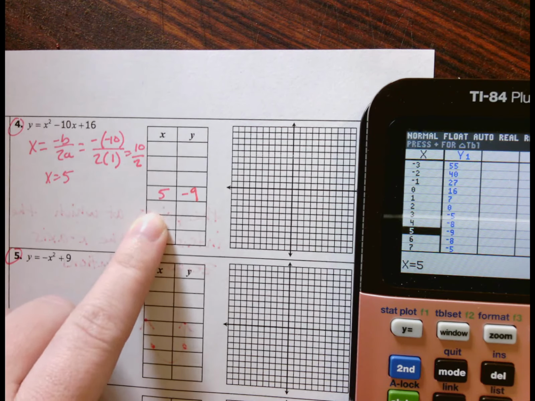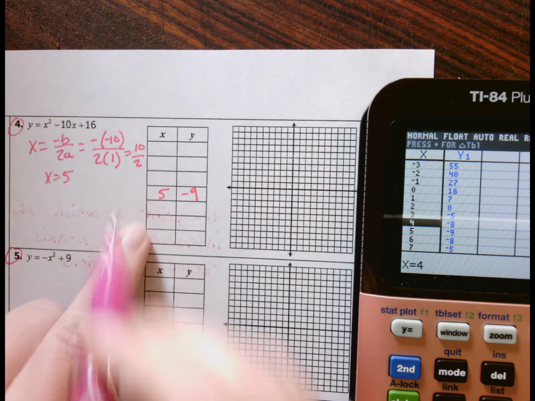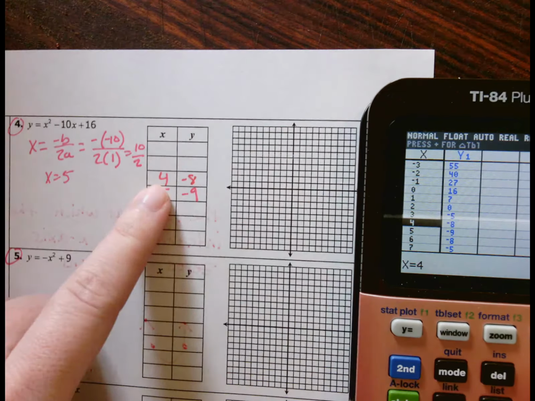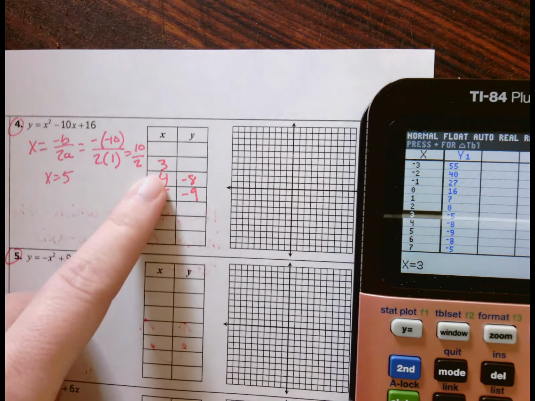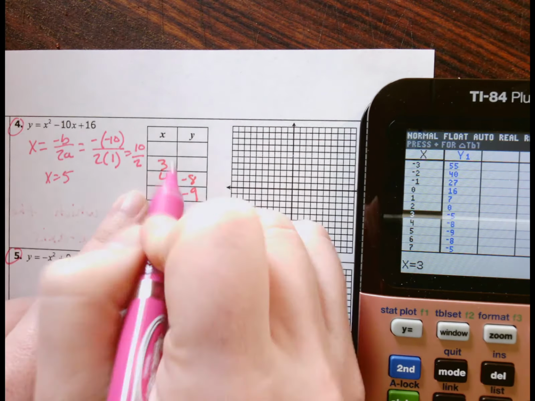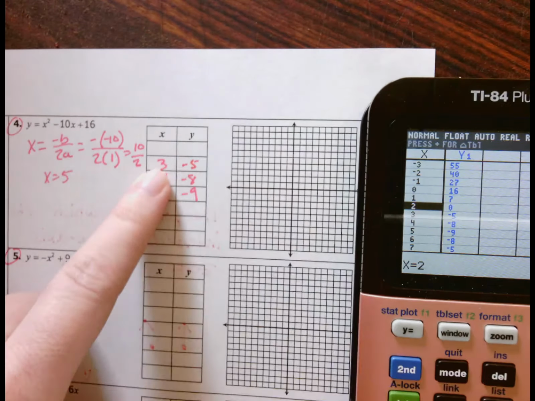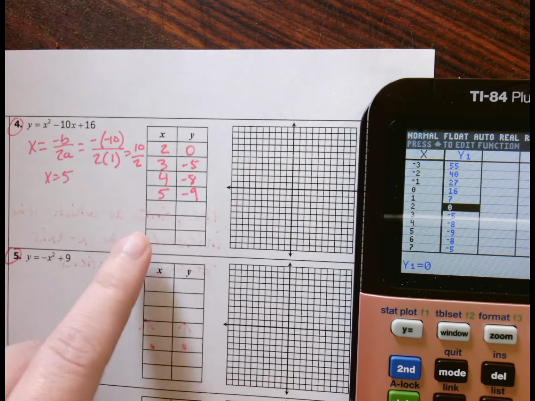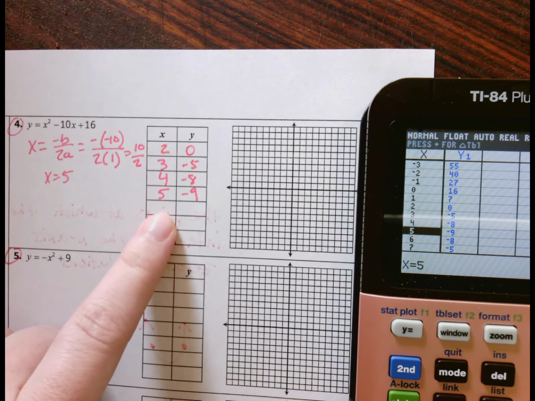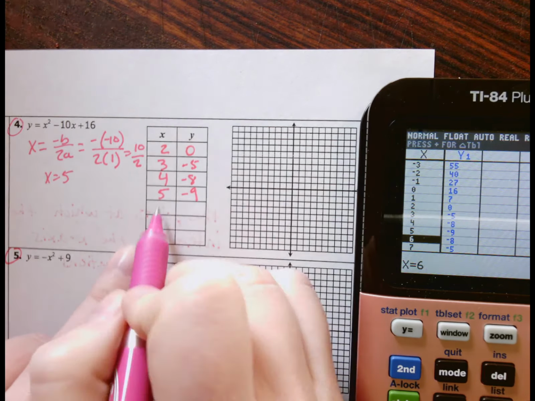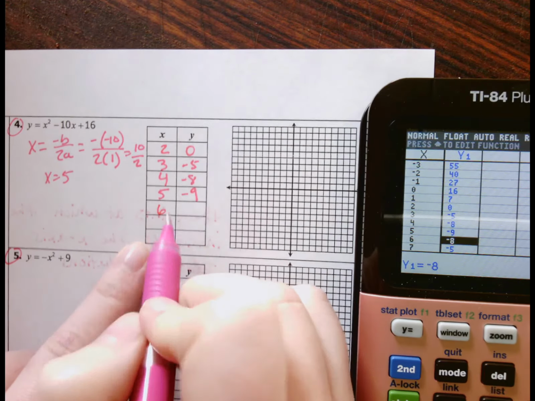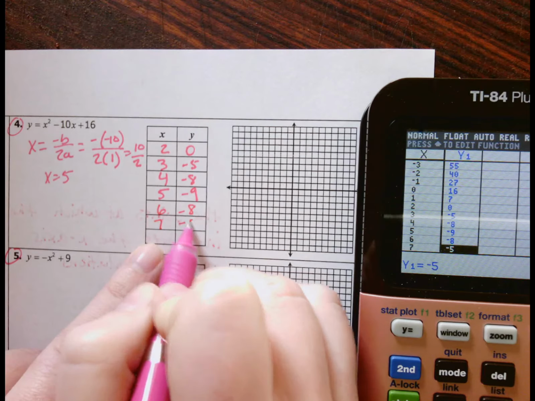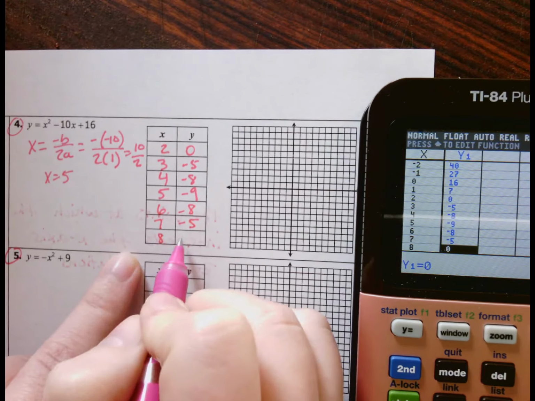Okay. Then we're going to go up 3 points. We're going to go to 4, and the y value is negative 8. And then we're going to go to 3, and the y value here is negative 5. And then we're going to go up to 2, and the y value is 0. And then we're going to go back down and go the other direction. So 6, and the y is negative 8. 7, and the y is negative 5. 8, and the y is 0.